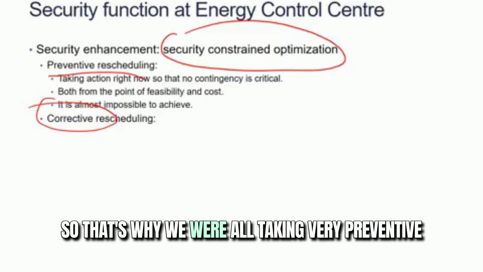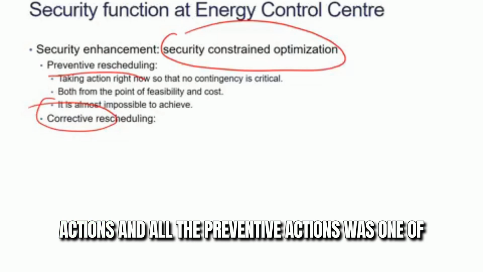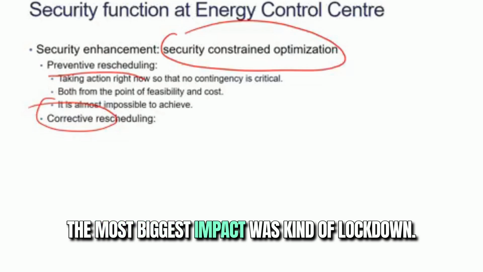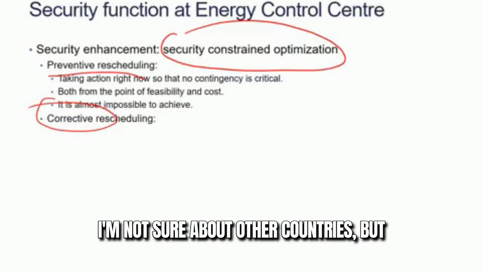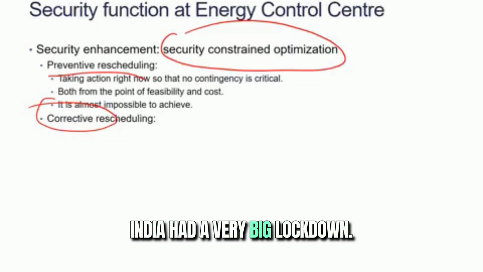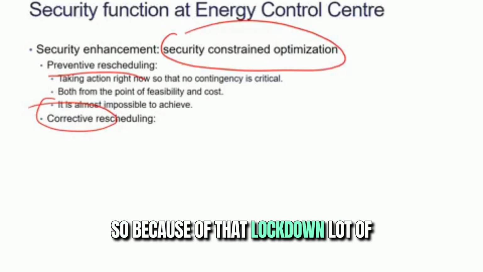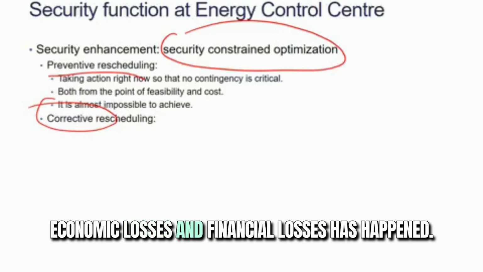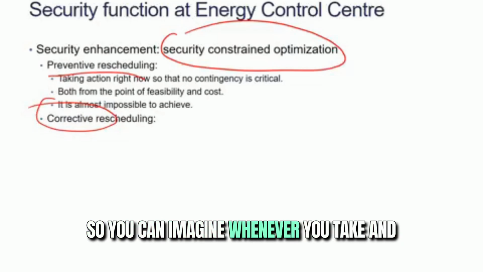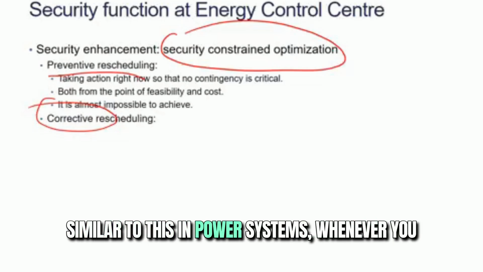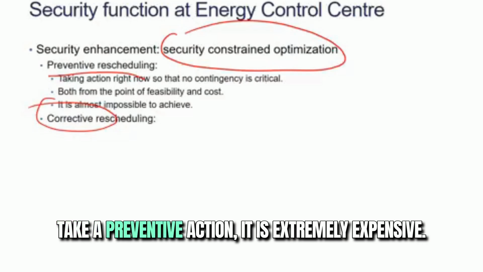So that's why we were all taking very preventive actions, and one of the biggest was the lockdown. I'm not sure about other countries, but India had a very big lockdown. Because of that lockdown, a lot of economic and financial losses happened. So you can imagine, similar to this in power systems, whenever you take a preventive action, it is extremely expensive.